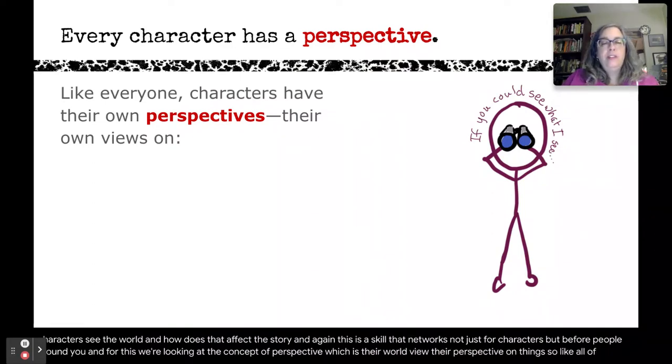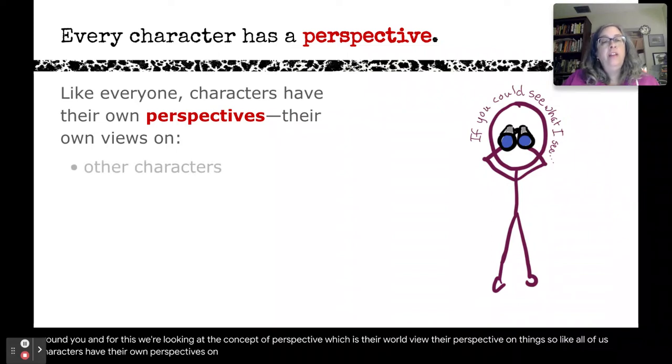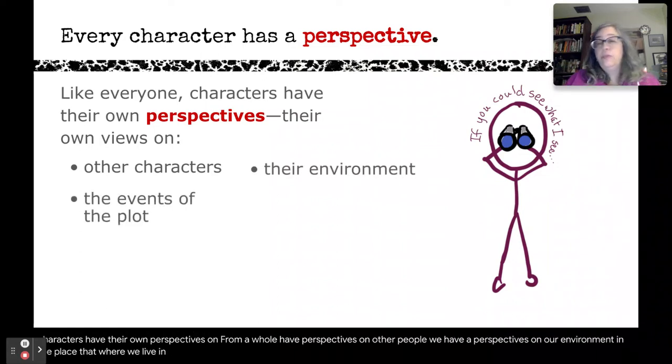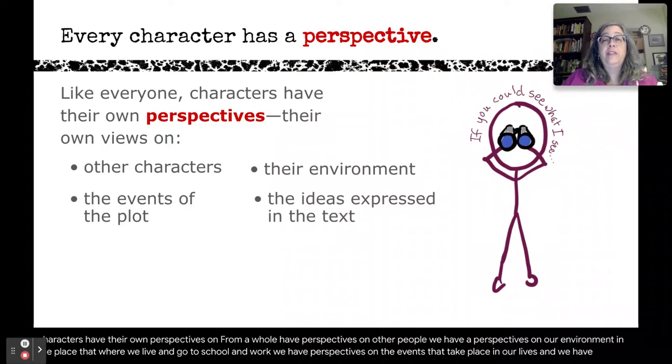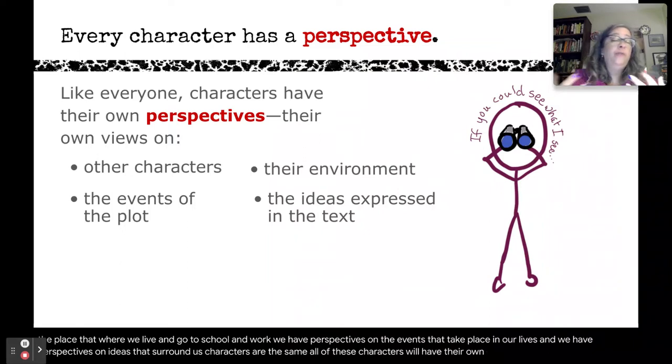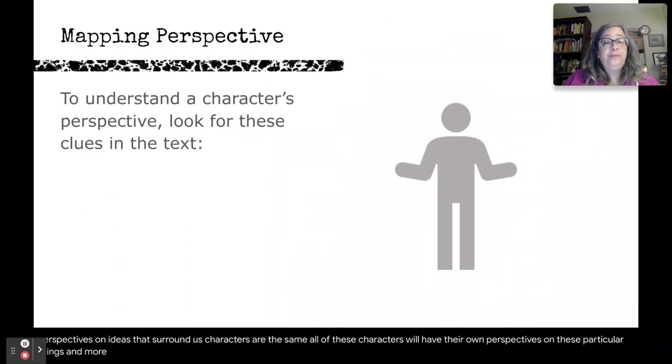So, like all of us, characters have their own perspectives on other people. We all have perspectives on other people. We have perspectives on our environment and the place that we live and go to school and work. We have perspectives on the events that take place in our lives, and we have perspectives on ideas that surround us. Characters are the same. All of these characters will have their own perspectives on these particular things and more.